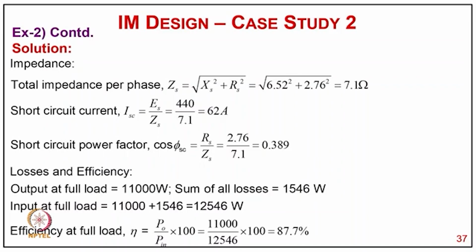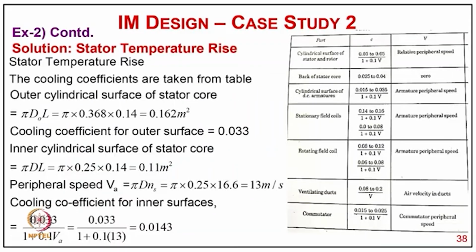And now coming to loss and efficiency calculation, so output at the full load is 11 kilowatt, that's 11,000 watt, and sum of losses is 1546 watt, as we have calculated all the losses, and input is now 11,000 plus 1546, so it comes 12,546, and now efficiency is equal to P upon P in into 100, putting the value it comes 87.7%.